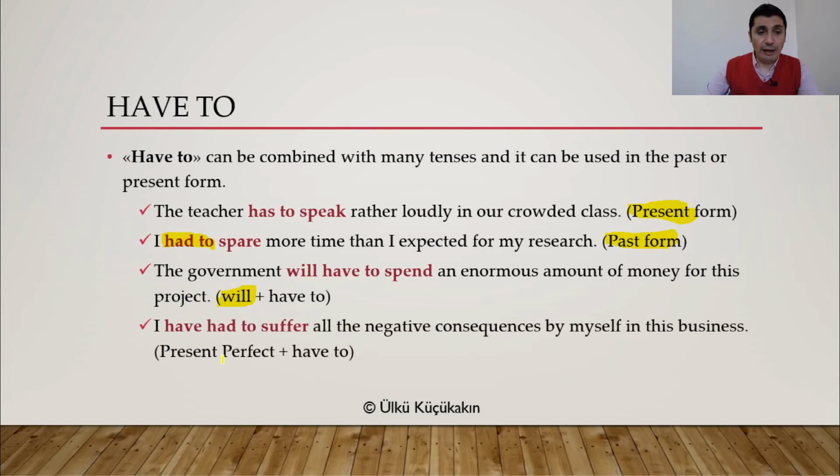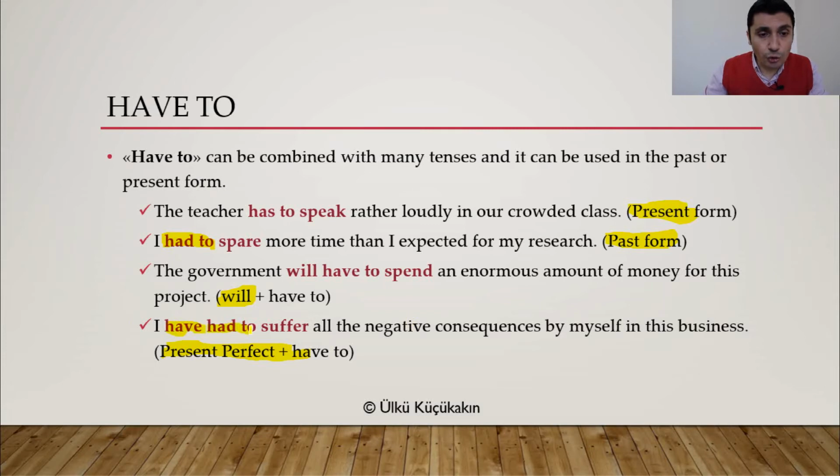Okay? And this is the most beautiful one. Present perfect and have to. I have had to suffer all the negative consequences by myself in this business. So here, why do we have present perfect tense? Because I am still in this business. I still have this business, but from the past till today, I have had to suffer all the negative consequences, all the negative results by myself. Very beautiful use of tense, present perfect tense.